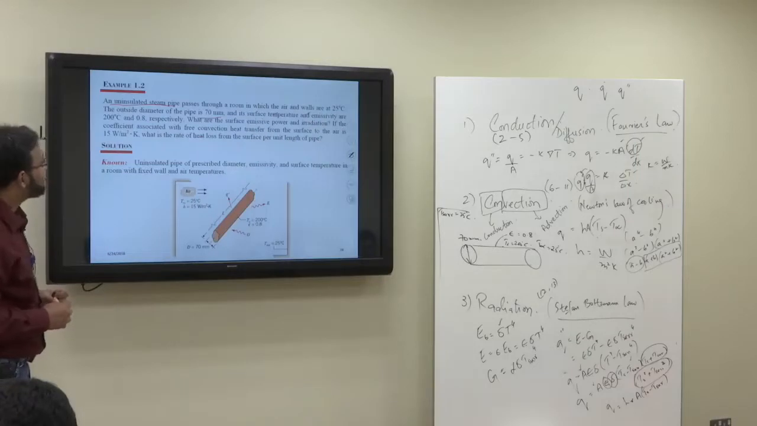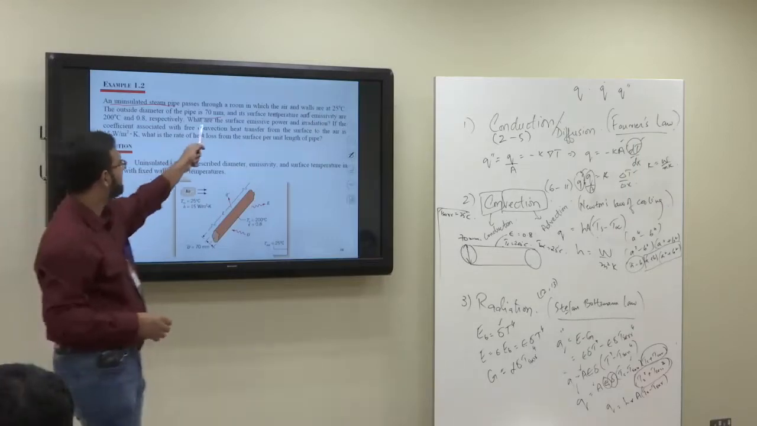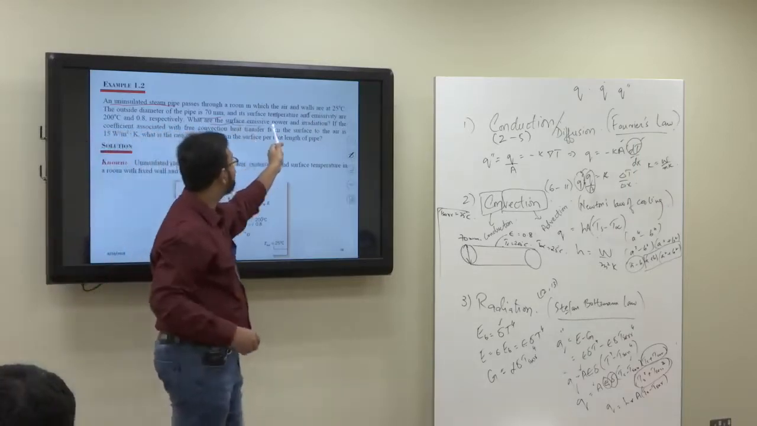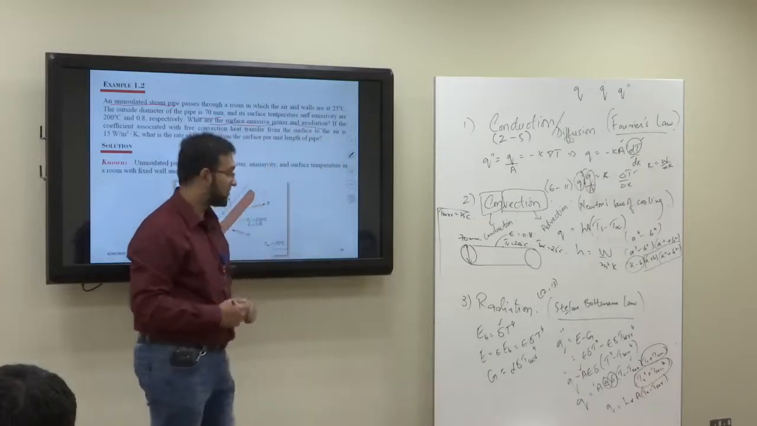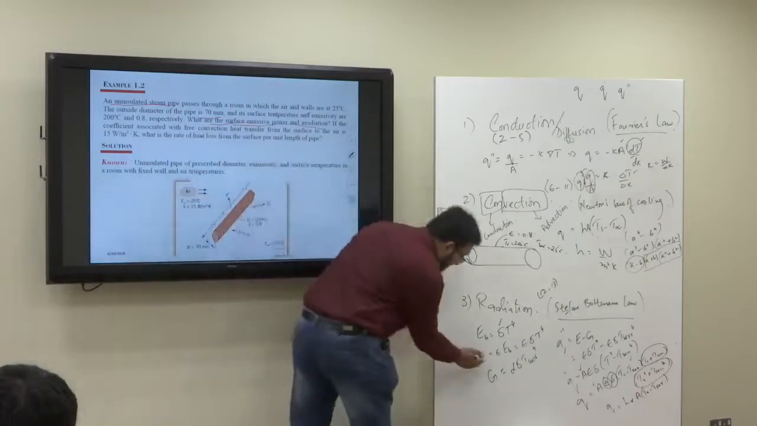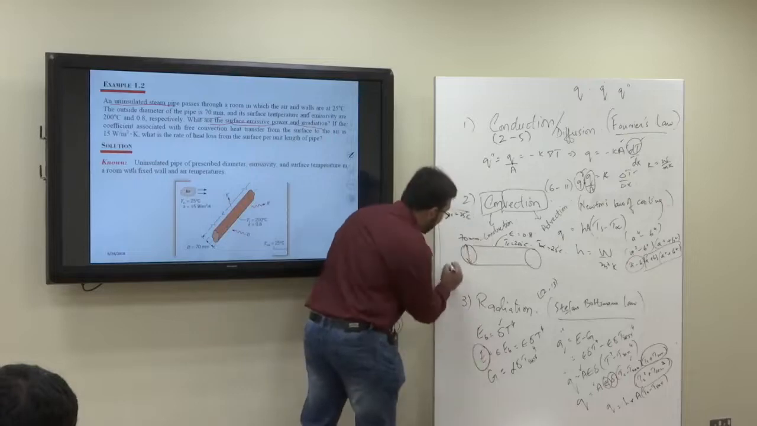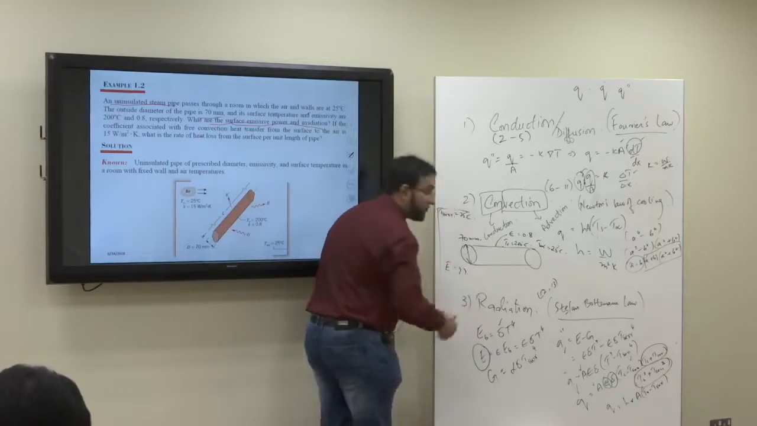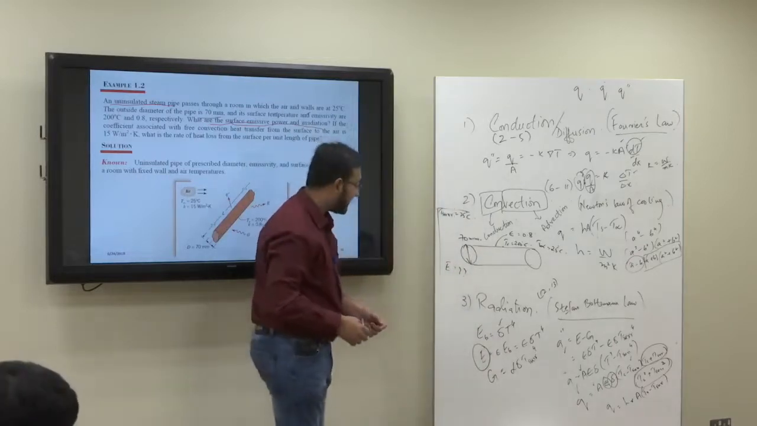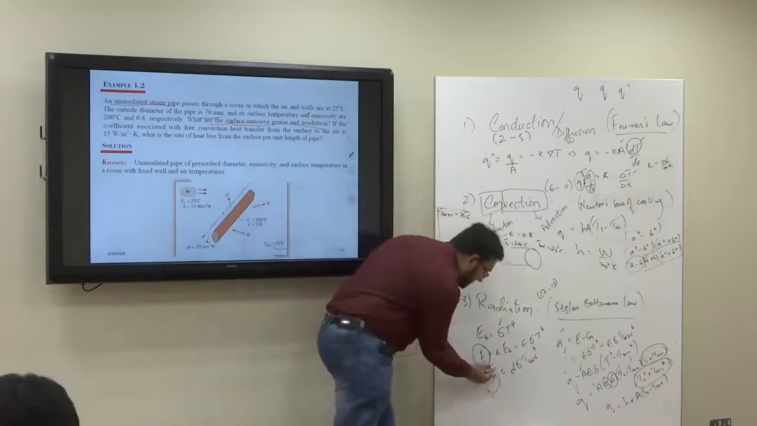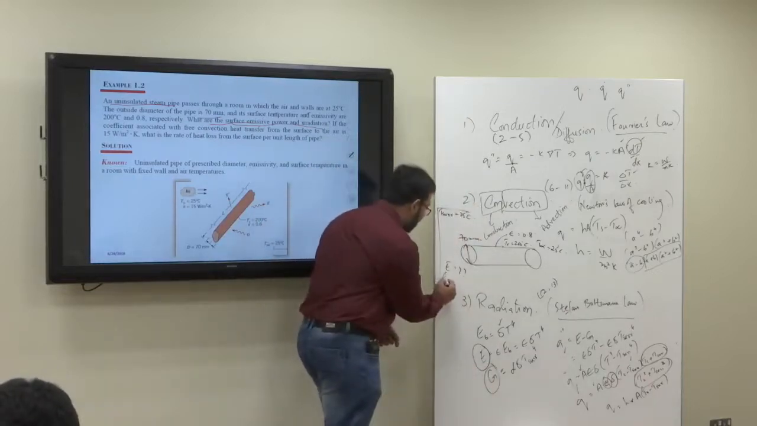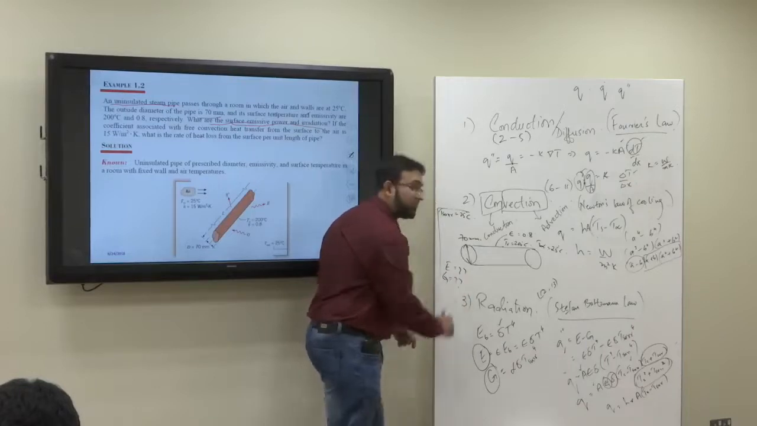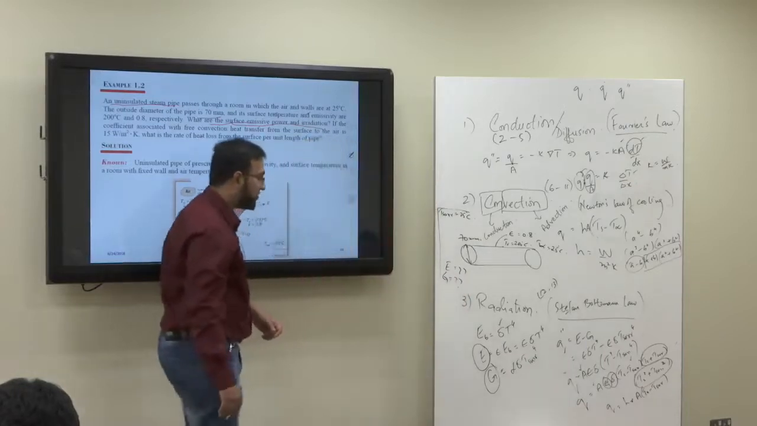What are the surface emissive power and irradiation? First thing is asked, what is the surface emissive power and irradiation? Surface emissive power is E. So what is E? Okay, and irradiation is G. First is asked, what is E and what is G? Okay, so E will be what?